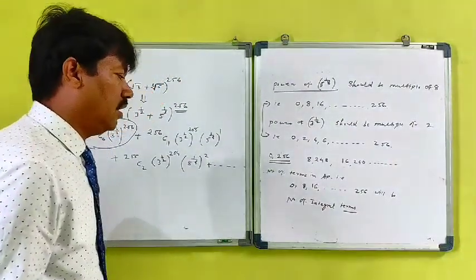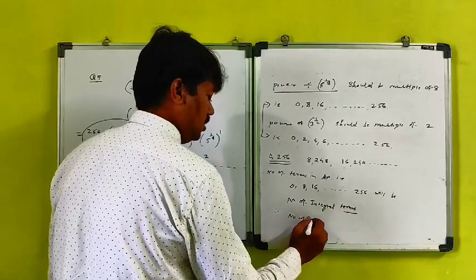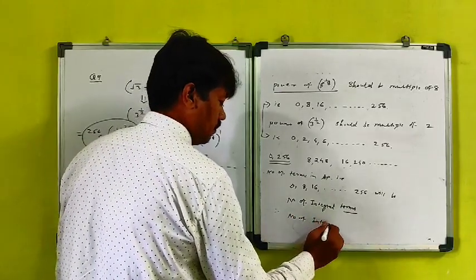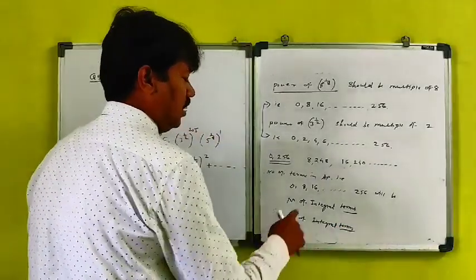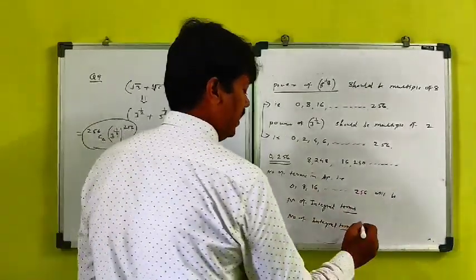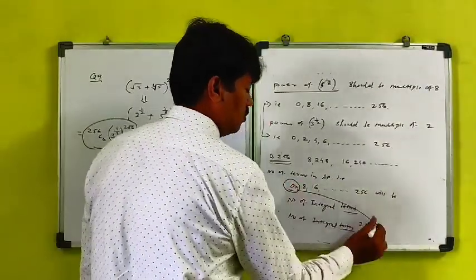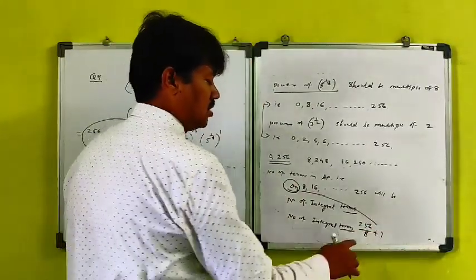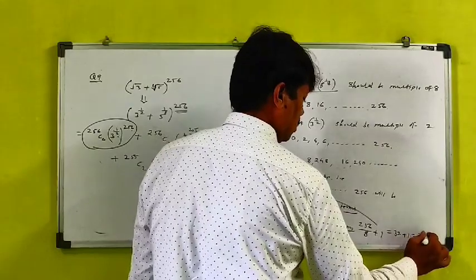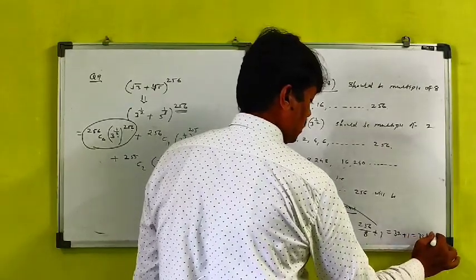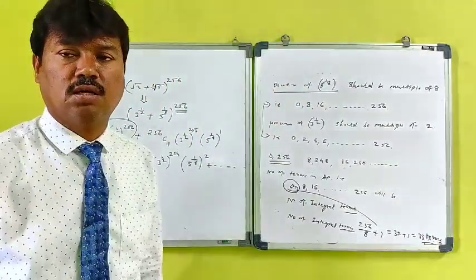And what is the number of integral terms? Therefore, how many will the number of integral terms be? We can directly say 256 is there, so we can divide 256 by 8, and for the 0, you have to add one term. So it is 32 plus 1, that is total 33 terms will come there. So the answer is total 33 terms for this.